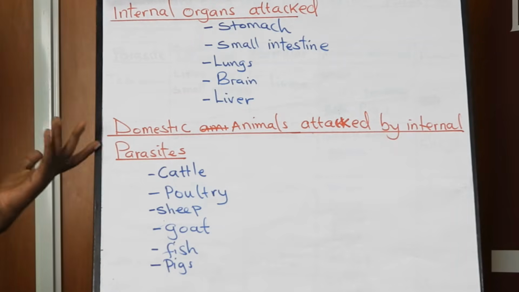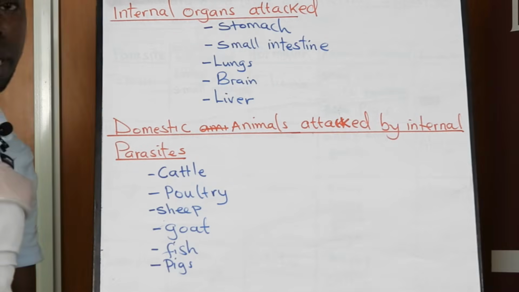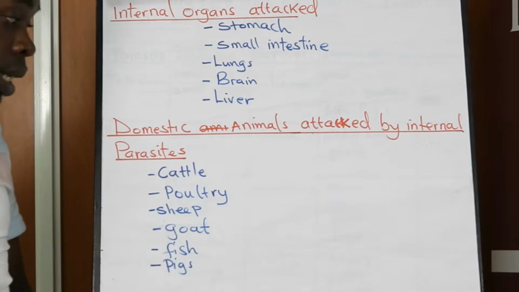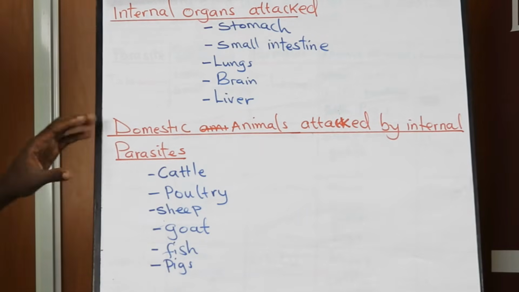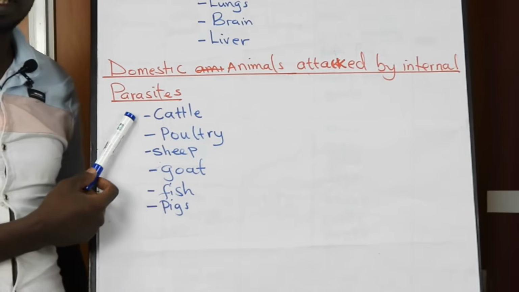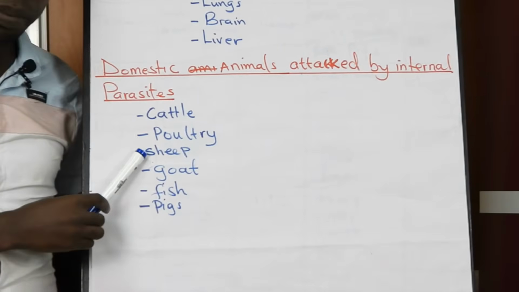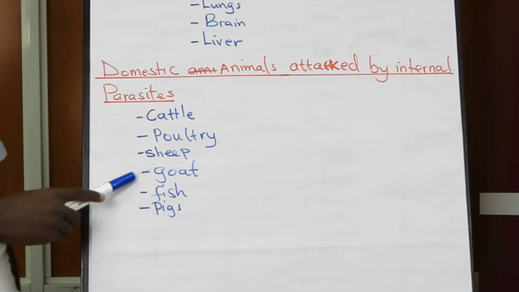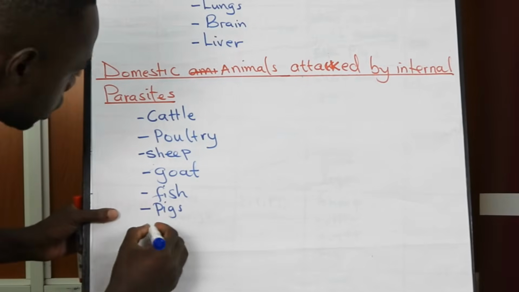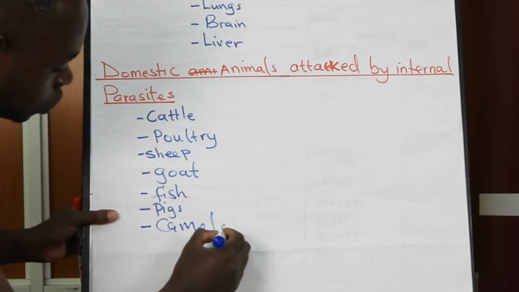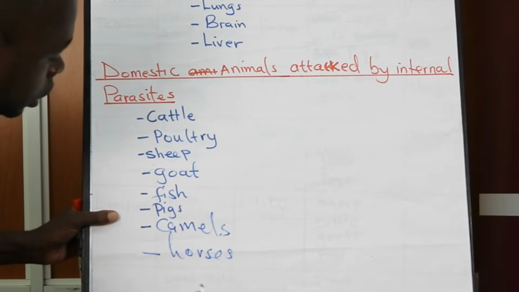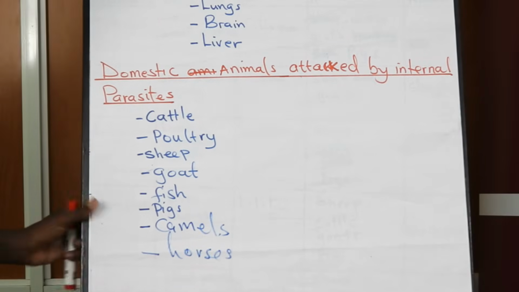And the domestic animals attacked by the internal parasites. When we talk of parasites, we are only dealing with the domestic animals. We are not talking about the wild animals. These are the domestic animals that are attacked by the internal parasites: cattle, poultry, sheep, goats, fish, pigs, camels, and horses.